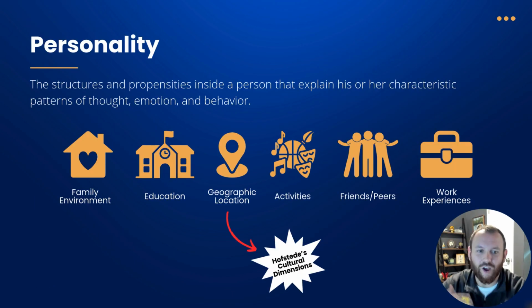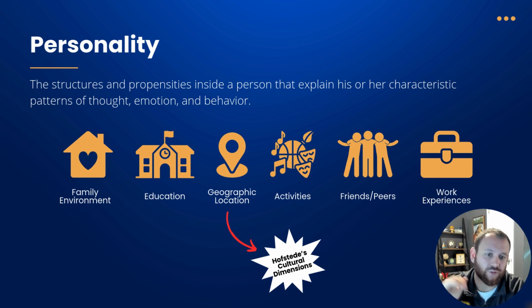All right, so talking about personality. Personality is a super fascinating thing because everyone's is different. And the way that the book defines personality is that it is the structures and propensities inside a person that explain his or her characteristic patterns of thoughts, emotion, and behavior. So you can think of it, right? Like, what are all the different ingredients that go into someone that outlines what they would do or what their pattern is with thoughts, emotions, and with how they behave.